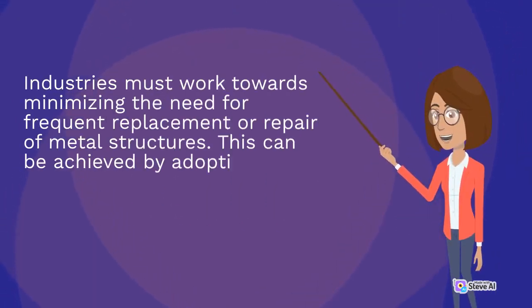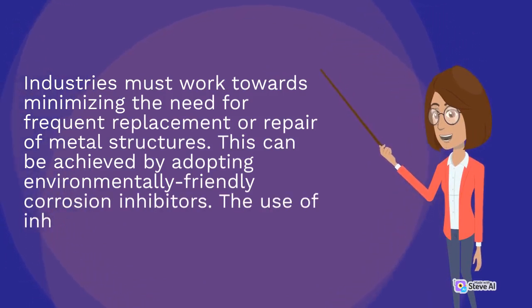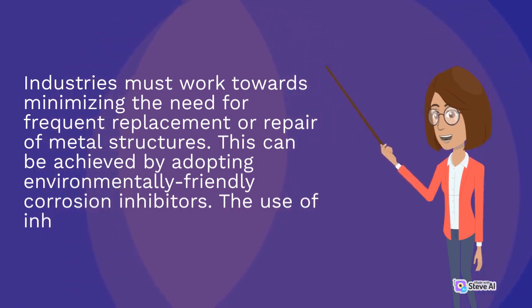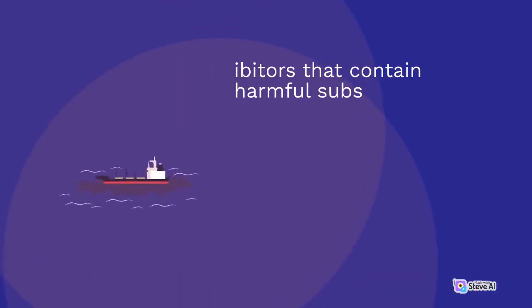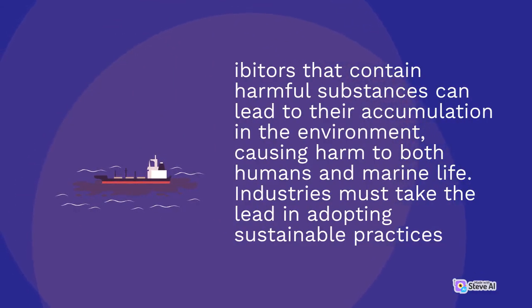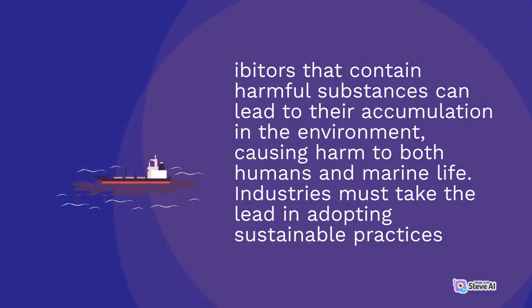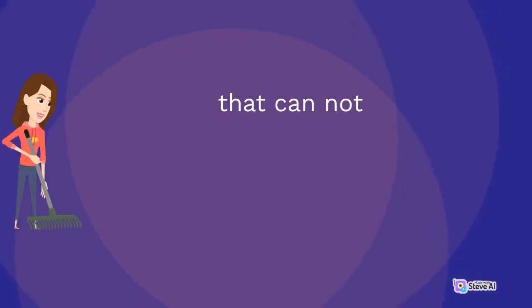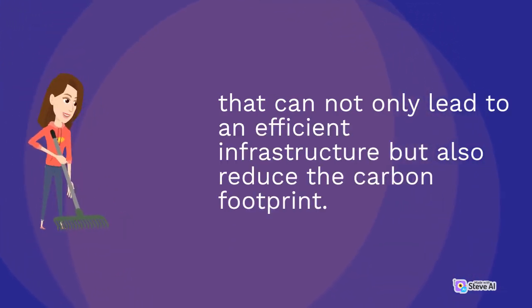Industries must work towards minimizing the need for frequent replacement or repair of metal structures. This can be achieved by adopting environmentally friendly corrosion inhibitors. The use of inhibitors that contain harmful substances can lead to their accumulation in the environment, causing harm to both humans and marine life. Industries must take the lead in adopting sustainable practices that can not only lead to an efficient infrastructure but also reduce the carbon footprint.